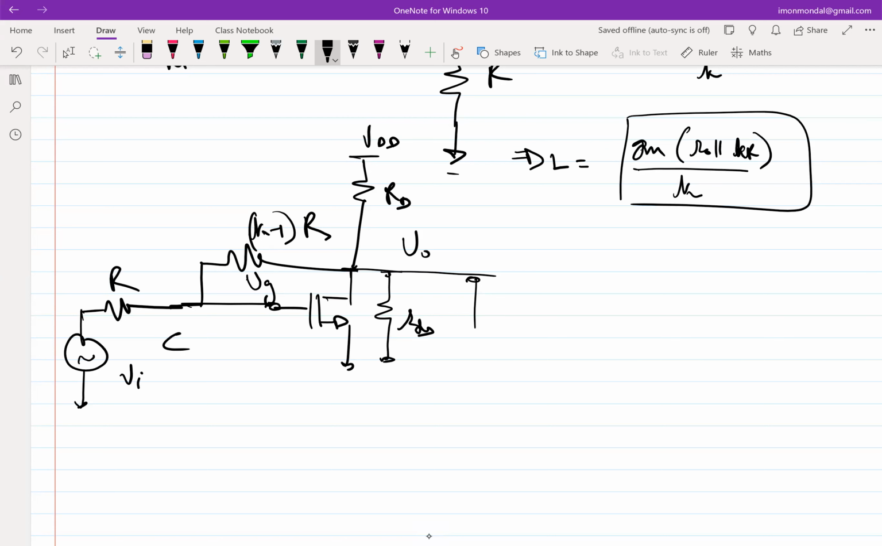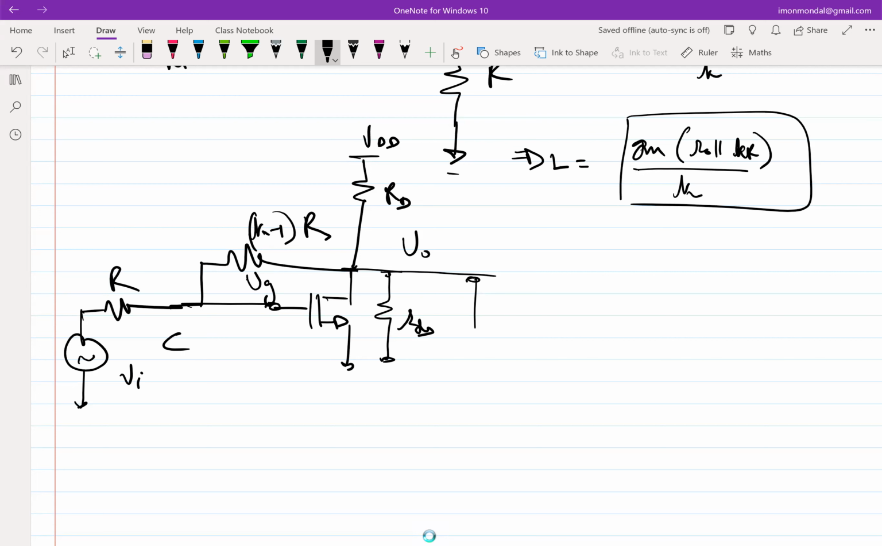It will be very small. One can argue that if R and (K minus 1)R are much larger than RD, then this voltage will probably be close to 0, right? Or it will not be set independently, in the sense that the biasing voltage of the gate now depends on the bias condition of the input, right? So that is not particularly a good way of biasing.